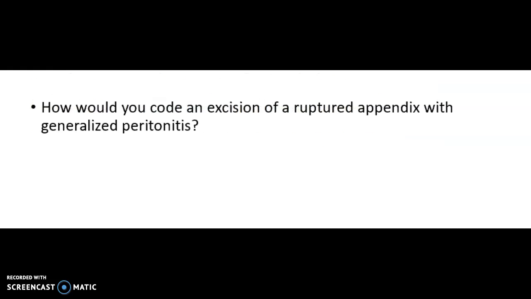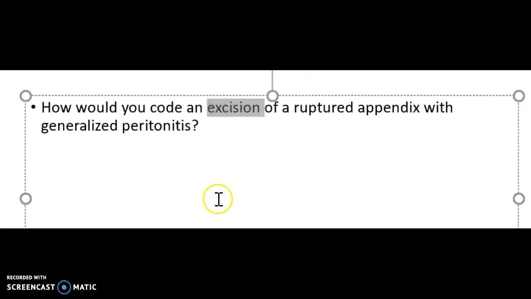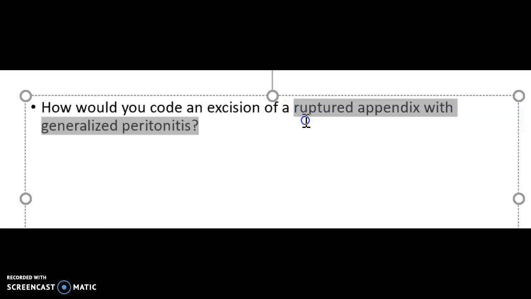Let's do another example. How would you code an excision of a ruptured appendix with generalized peritonitis? Okay, what did the doctor do? One word. Can you answer? Yes, excision. That is your main term. After you find the main term, you will find any other word from these 4 words under the main term to start going through a process of confirming and finding the correct code range for this whole scenario.